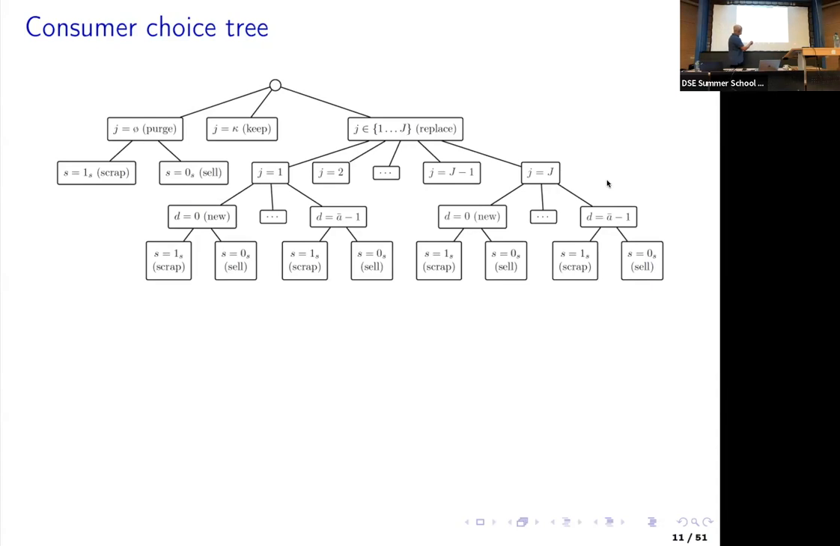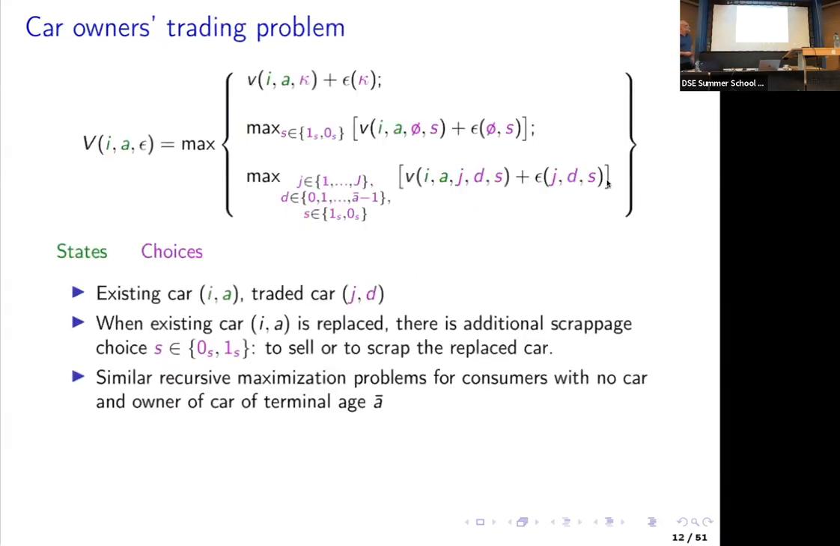You can choose to buy among different types of cars here indexed by J, and it could be a new one, it could be a used one, all the way up to the oldest car A bar minus 1. We call A bar the clunker. You can't buy the clunker. That's just not traded. But in any case where you replace your car, you have to think about what to do with the old one, and that's reflected by these decisions.